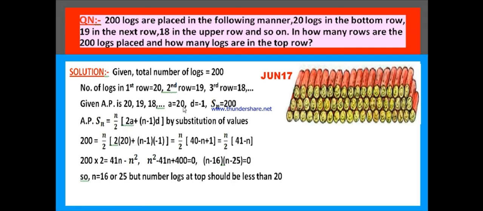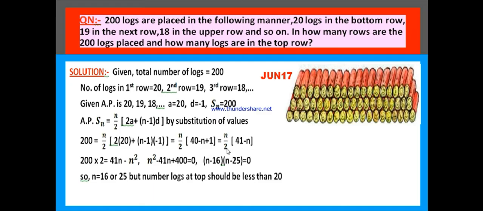In an AP, Sn is equal to n by 2 into 2a plus (n minus 1) into d. Now let us substitute a is equal to 20 and d is equal to minus 1. We don't know the value of n, but we know Sn is equal to 200. Therefore 200 is equal to n by 2 into [2 into 20 plus (n minus 1) into (minus 1)]. 2 into 20 is 40, n into minus 1 is minus n, minus 1 into minus 1 is plus 1. This is n by 2 into (40 plus 1, 41 minus n).